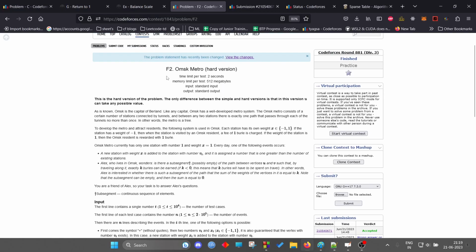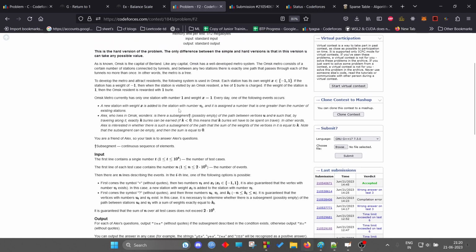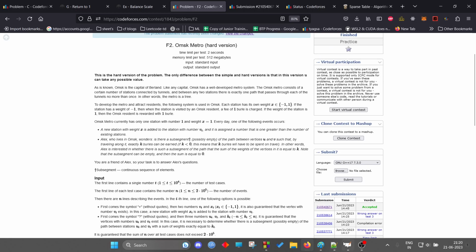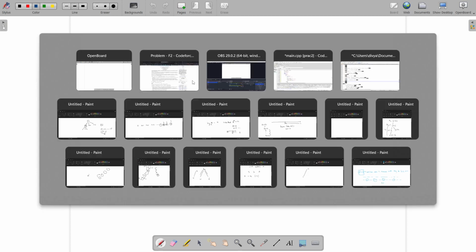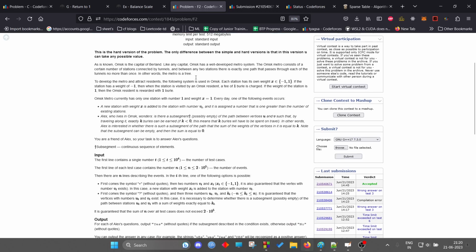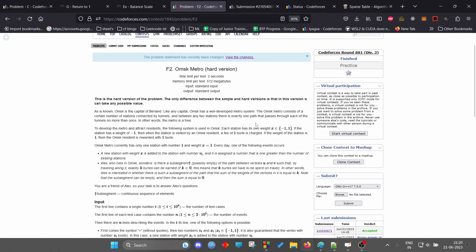Alright, so we will now look at the hard version of the Omsk metro problem. I have already explained the problem statement in the previous video for F1, and we will just simply jump into the solution. A disclaimer: I will first try to explain the key idea and the concept, and then I will give you some hints on the implementation part, but it is very tricky and it took me a lot of fails to get it working.